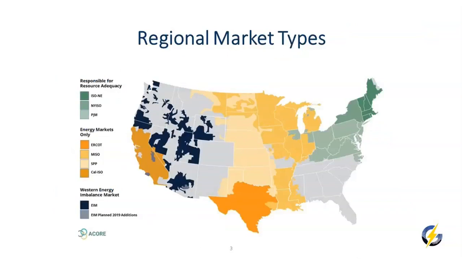Showing these regional markets geographically on a map here, again, you see the greenish areas are more the centralized capacity market style. The gray areas are the traditional vertically integrated utility without much of a wholesale market. And then the brownish areas, there's Rob.